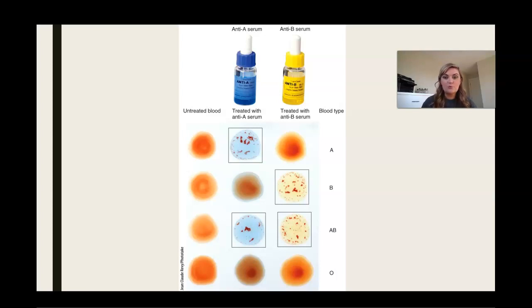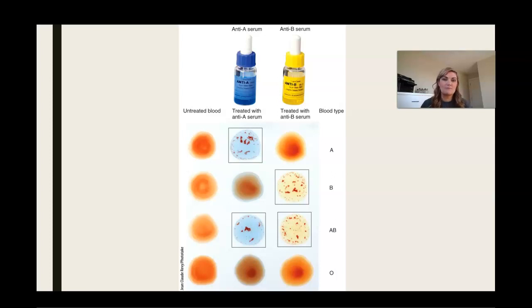With the second sample, we know it's type B because we see coagulation or clumping with B. The third sample we know is AB because we see the clumping and coagulation with both. And with the last sample, we know it is type O because it is smooth throughout. So it's not going to react with those antiserums.